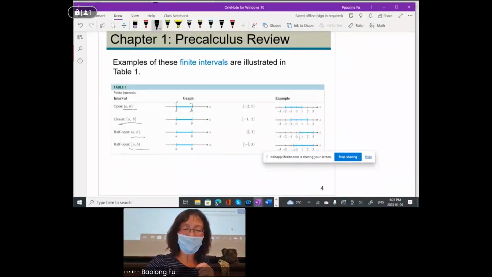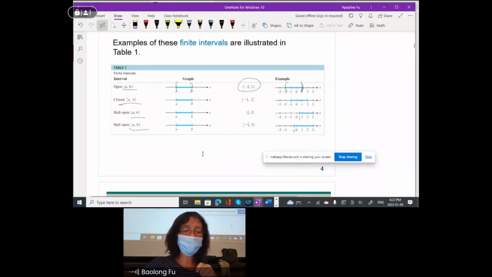So if I give you, for example, -2 to 1, you need to know this refers to a set of real numbers from -2 to +1, not including -2, not including 1, but any number between -2 and 1. Okay, so that is the finite intervals.